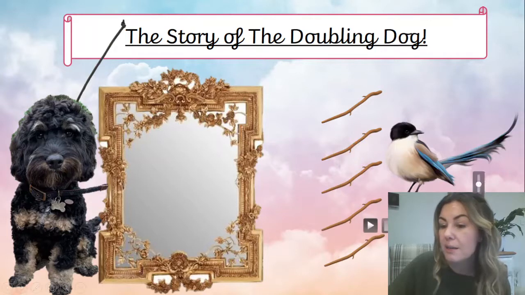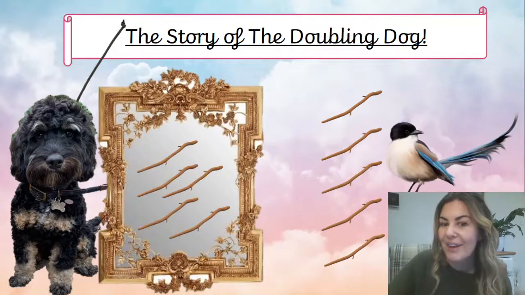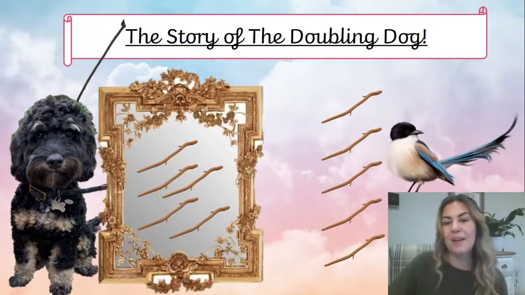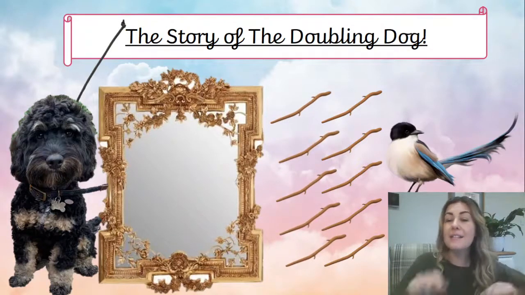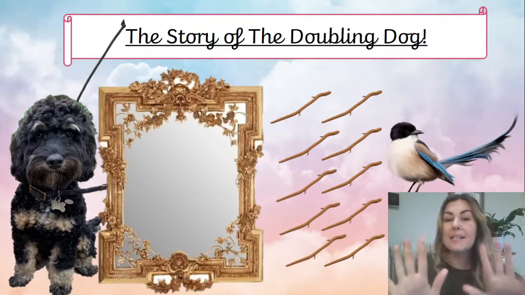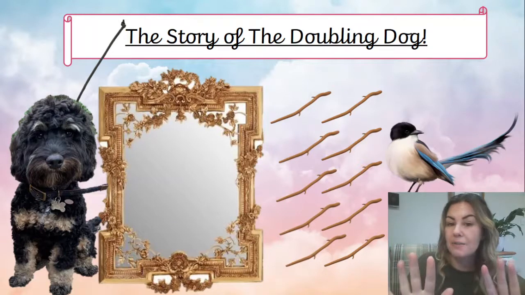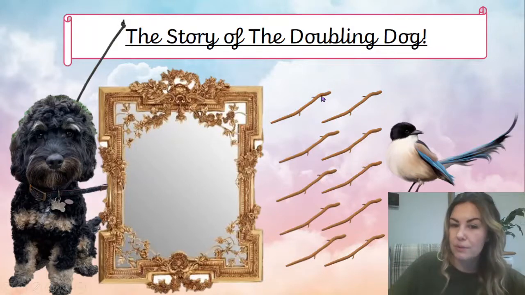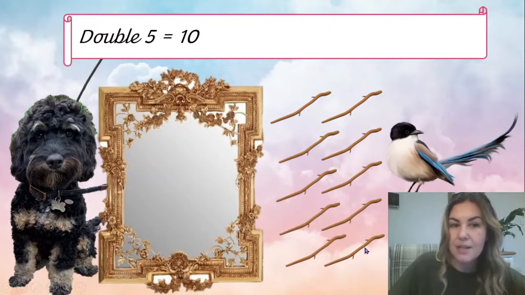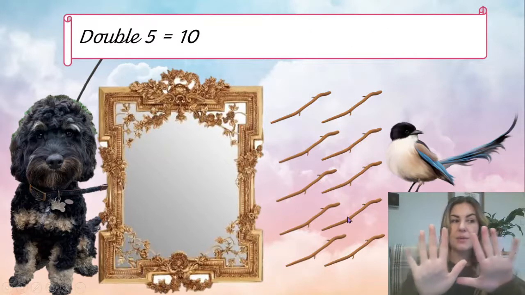And what do you think is going to happen? Ready? They doubled. So exciting. Freddie had 5 sticks. And he doubled them, so he now has another 5. How many does Freddie have altogether? Let's count to make sure. 1, 2, 3, 4, 5, 6, 7, 8, 9, 10. So, double 5 equals 10.